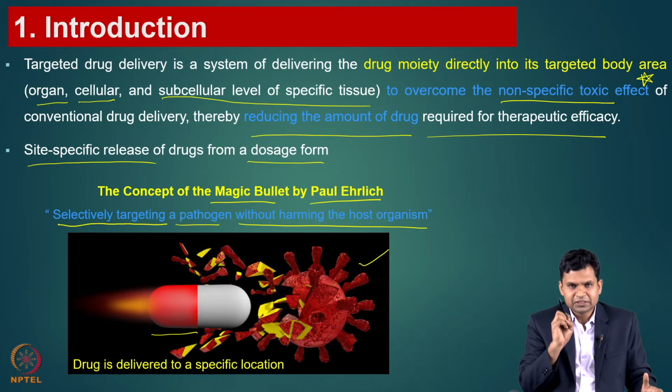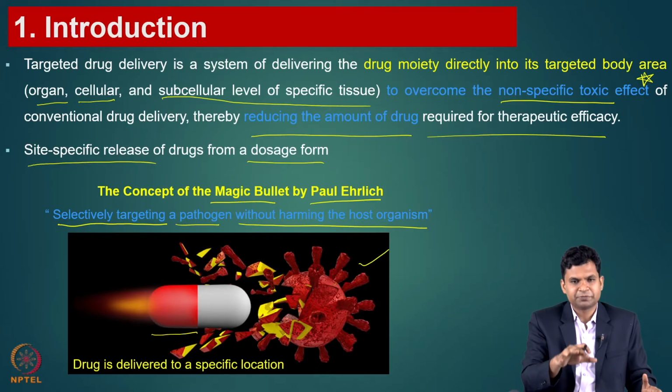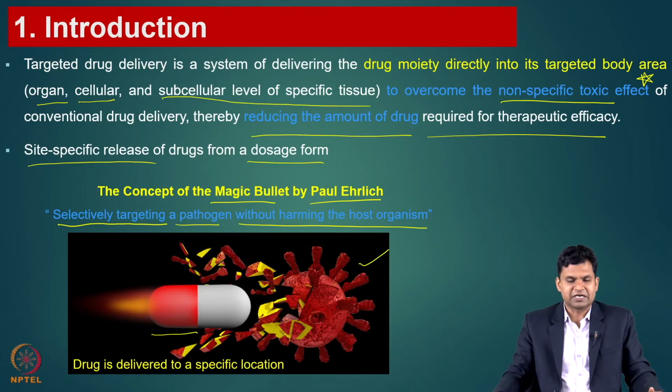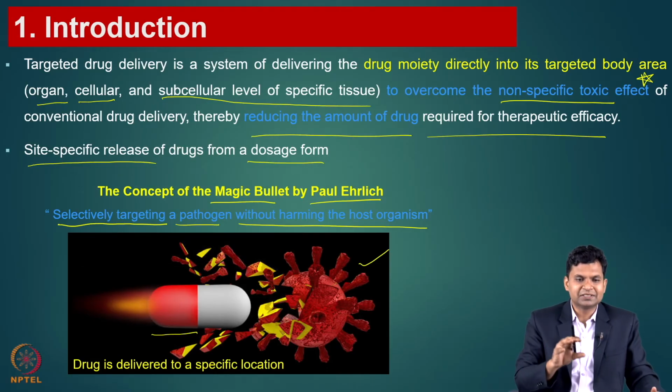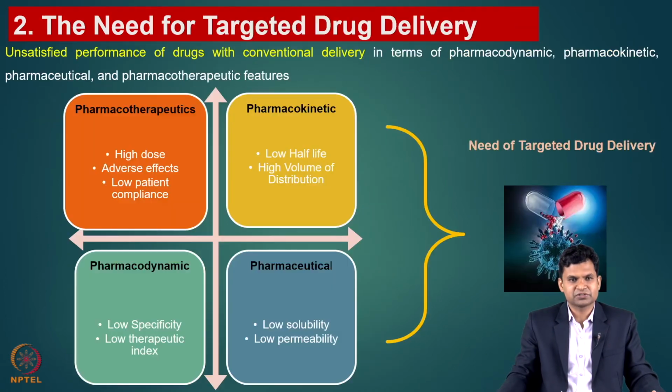So, once you target your anti-cancer formulation, it will act specifically on the tumor site and will not go into the normal cells. This concept is adopted into different drug delivery strategies. When the drug is delivered to a specific location, it is called a targeted drug delivery system.